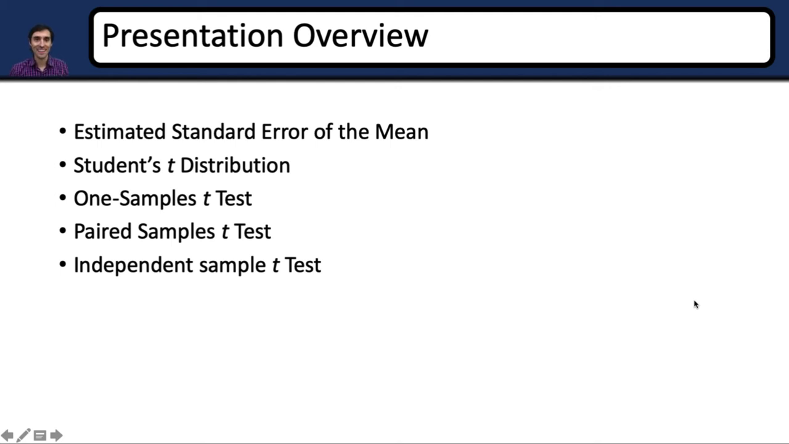All right, we're back. And we are going to go over a couple of things in this lecture, starting off with the estimated standard error of the mean, something that we discussed in the previous two lectures. The student's t-distribution, don't get thrown off by just the student because faculty also use it. One sample t-test, paired sample t-test, and the independent sample t-test. So today is all about the t-test.